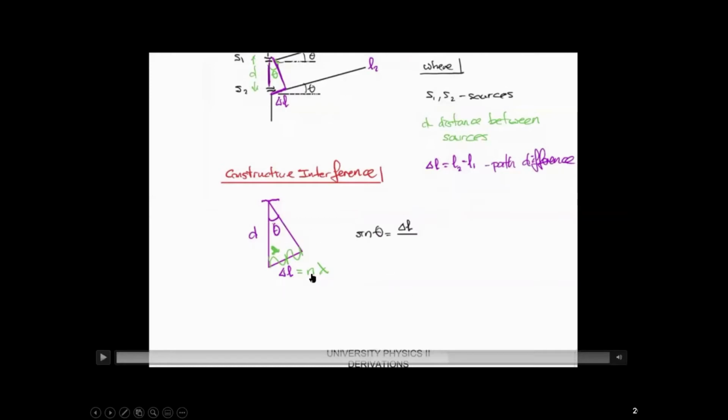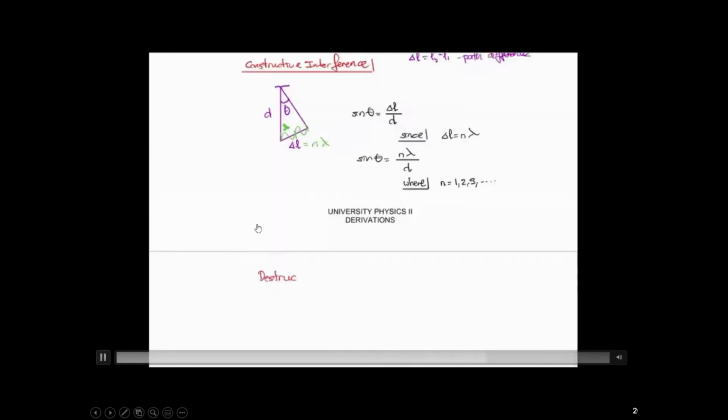So sine of this angle is going to be delta L divided by D. All right, so at this angle, we're going to end up getting constructive interference patterns. Okay, so N could be 1, 2, 3, and so forth. All right, and this is going to be your first constructive interference, second one, and the third one.